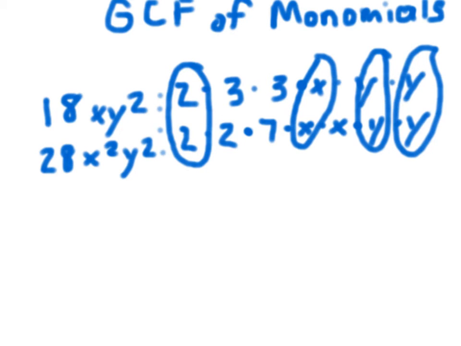Okay, so I would start off writing my whole number. I've got 2 is the greatest. I've only got one x, so there will be no exponent. And then I've got 2 y's. I would write that as 2xy squared. So the greatest common factor of these two monomials would be 2xy squared.